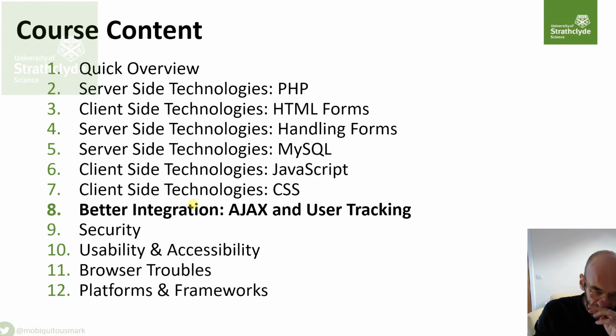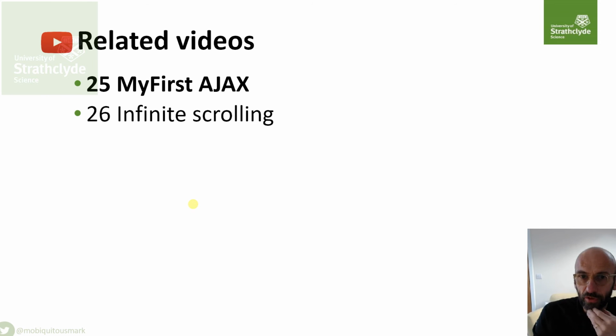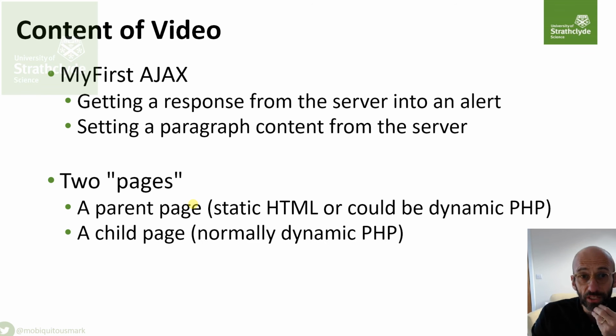So that's what we're looking at today. We're going to do two videos. My first Ajax is today, and infinite scrolling we'll look at in the next video, in a bit more detail. So in this video, we're going to do my first Ajax. What we're going to do is get a response from the server into an alert on the screen. So we'll click a button on the page and get a response from the server without any reloading. We'll then follow that up by setting a paragraph's content on the page from the website.